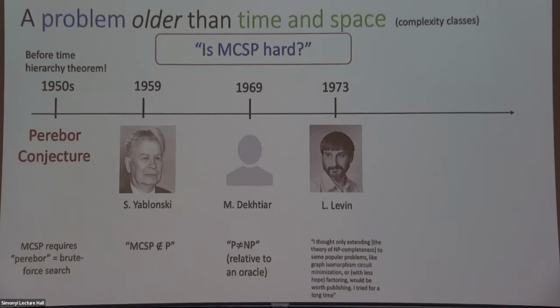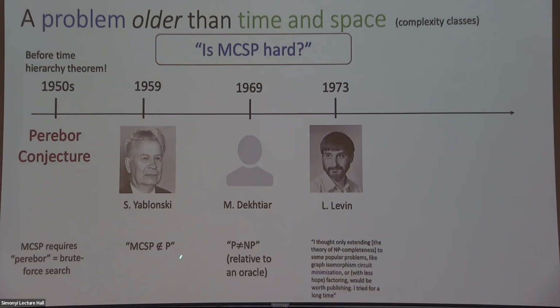And he had actually only proved this result in some sense because his roommate was like, oh, theory's not good. His roommate was a combinatorial optimization person, and he was like, what are you doing with all this theory? Maybe it's not so useful. And so Levin was like, no, you can connect these things. And he ended up proving some combinatorial optimization problems are NP complete. But he still didn't think it was so interesting. He said, I only thought extending the theory of NP completeness to some proper problems like graph isomorphism, circuit minimization, or factoring would be worth publishing. I tried for a long time.